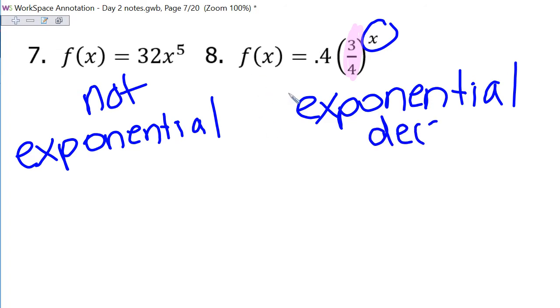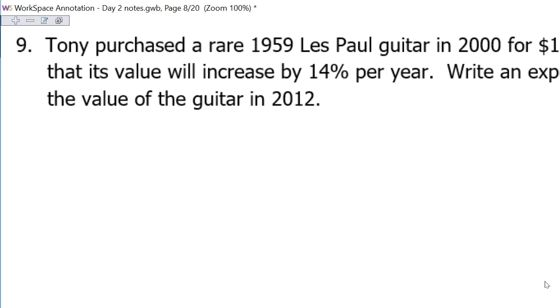Okay, now we have some word problems, but they're pretty simple, pretty straightforward. It's just using this formula. Okay, so for number 9, it says that Tony purchased a rare 1959 Les Paul guitar in 2000 for $12,000. Experts estimate that its value will increase by 14% per year. Write an exponential function to find the value of the guitar in 2012. So what we need to do is come up with our exponential function. Y equals A times B to the x power.